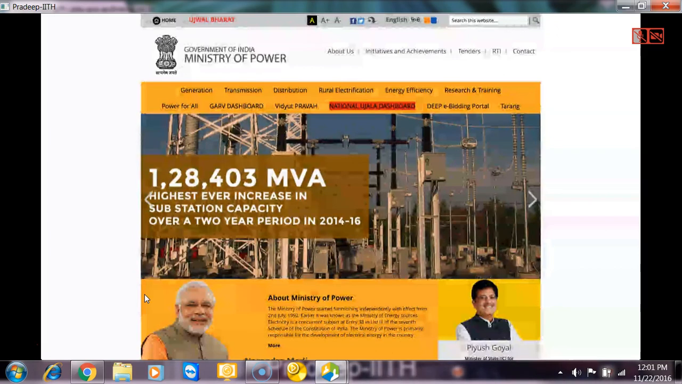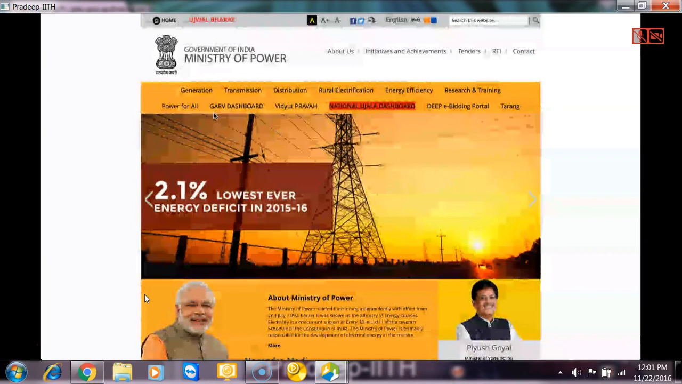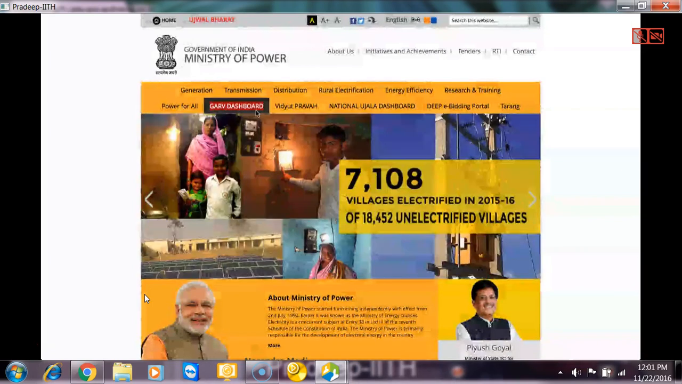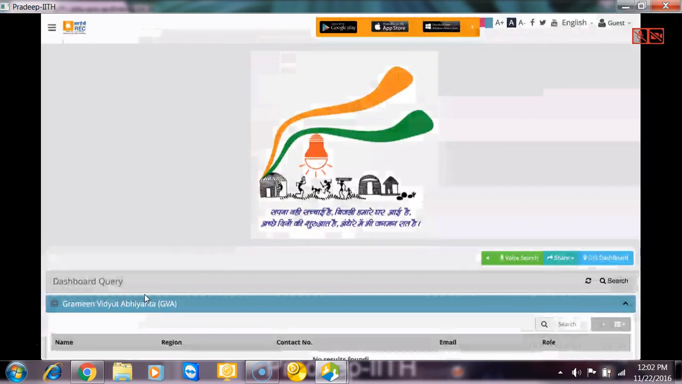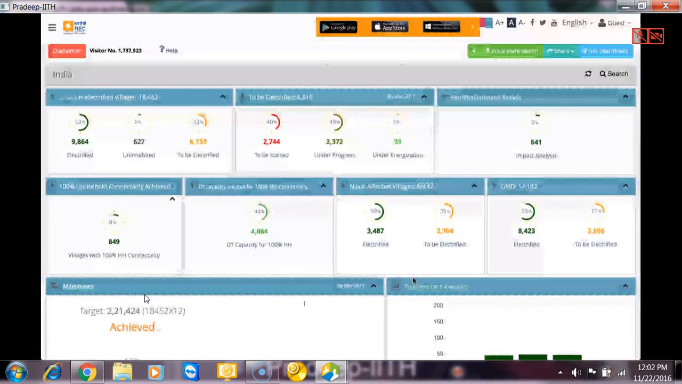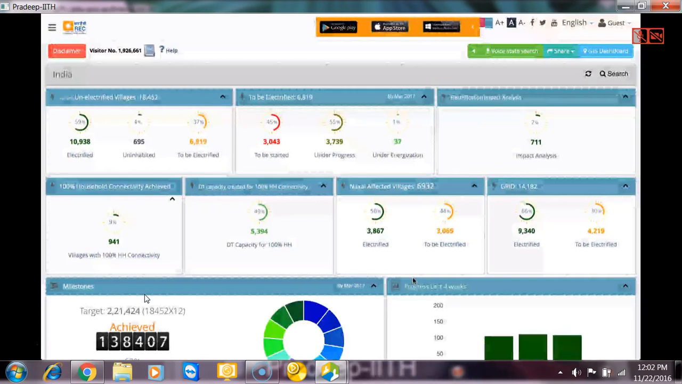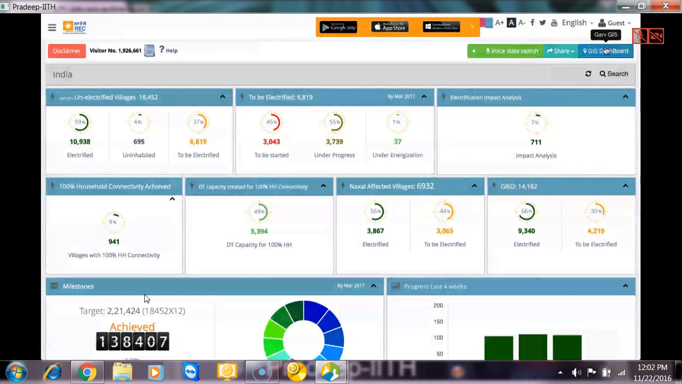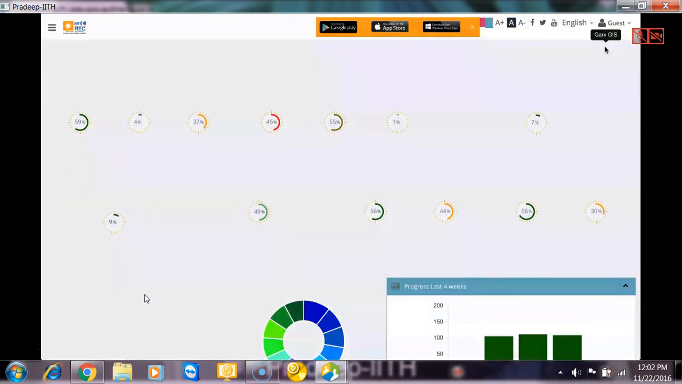Another thing you see, this is the GARV dashboard. Again I open it. This website is dedicated to providing data on rural electrification. How many villages are electrified? On the right you can see the GIS dashboard. If I click on this, it might show some map or things like that. I am myself not very familiar with this, so I need to explore a little bit more. In your free time you should open these things and then see.